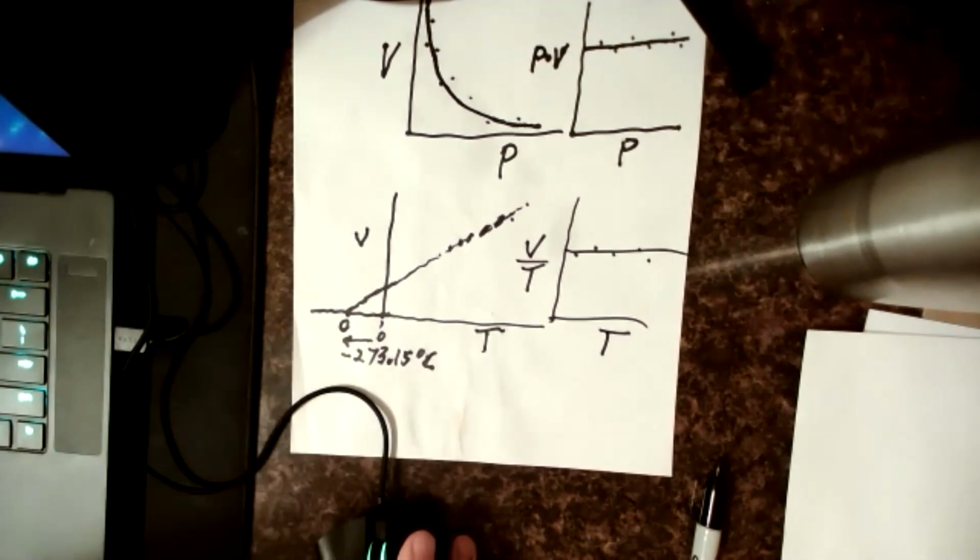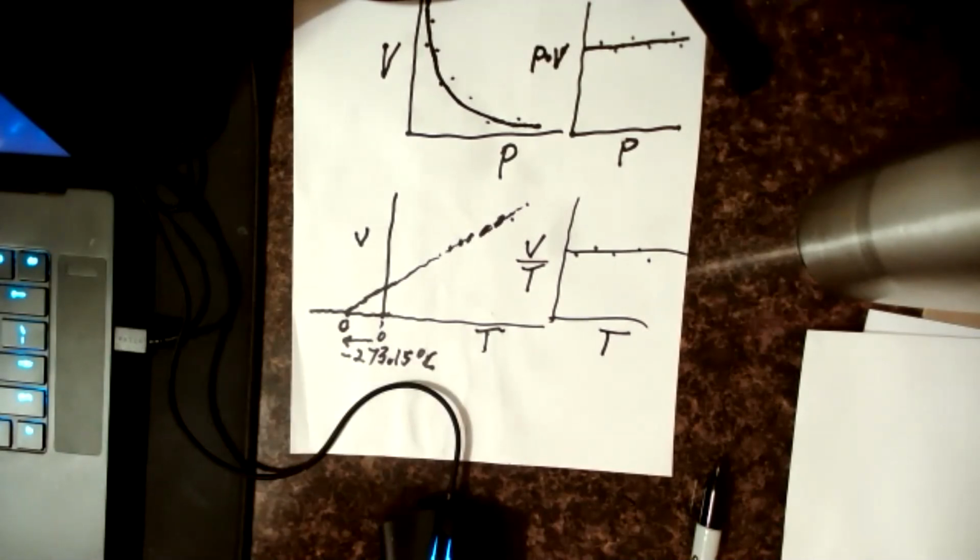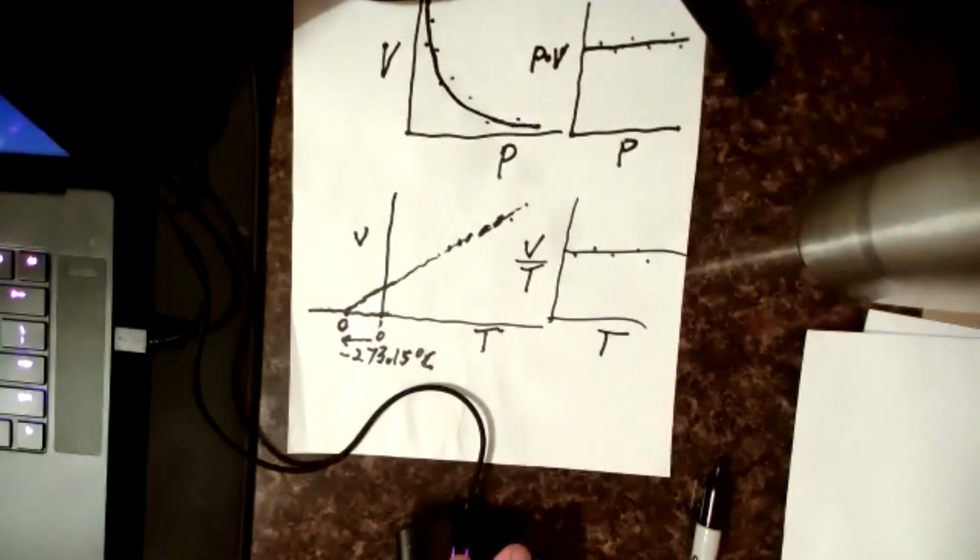Avogadro's law says the volume of a gas at constant temperature and pressure is proportional to the number of moles. Now, doesn't that make sense? If I got 1 mole of gas in a container, I'll get a pressure. If I put 2 moles in the same container, I'll get twice the pressure. Or, if I want the pressure to stay constant, the volume would have to double. And so this is another expression: V over N is a constant as well.